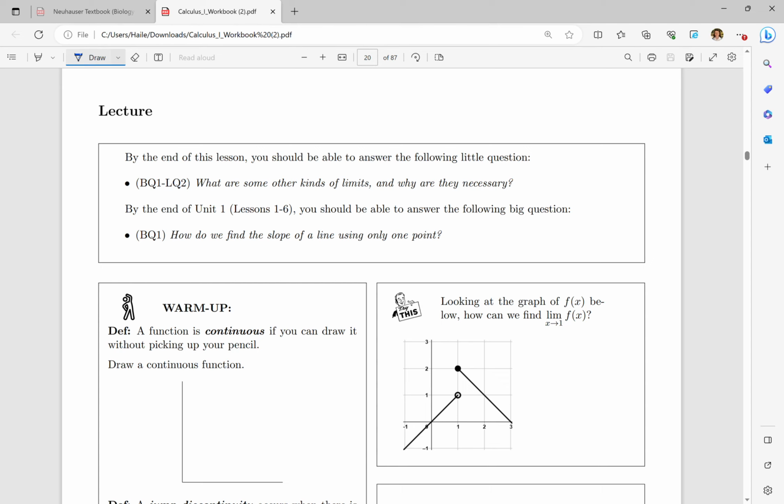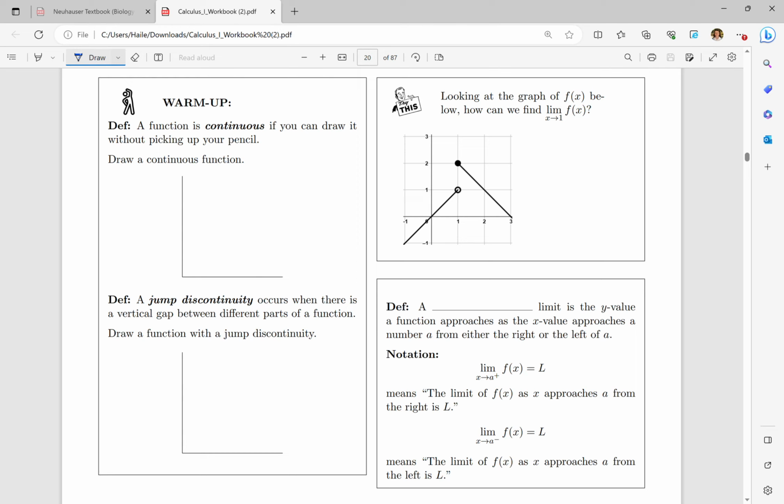And just as a reminder, by the end of Unit 1, you should be able to answer the big question: how do we find the slope of a line using only one point? Okay, so let's get started today with the warm-up. In class, you would do this by yourself, so we'll go through this really quick.